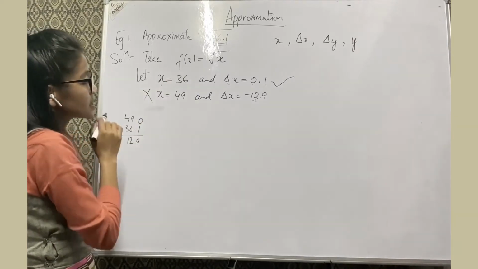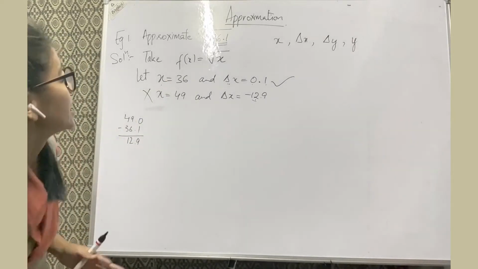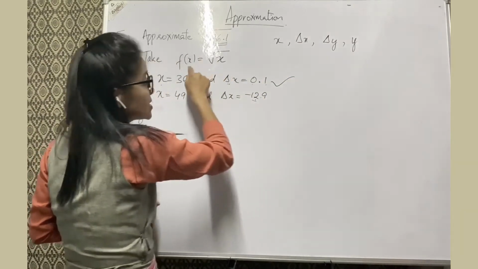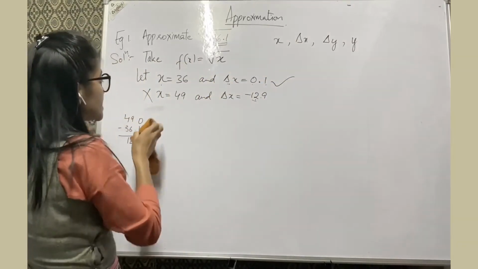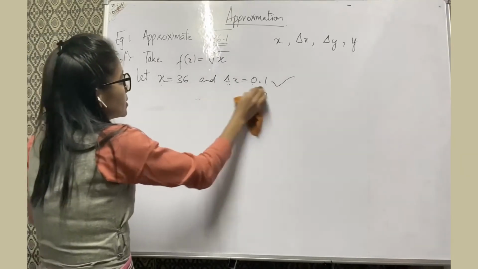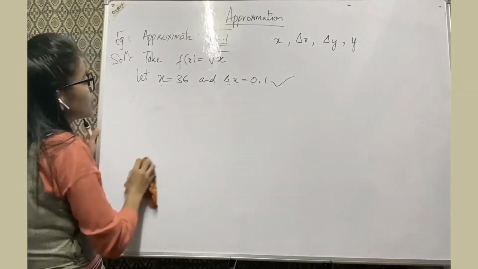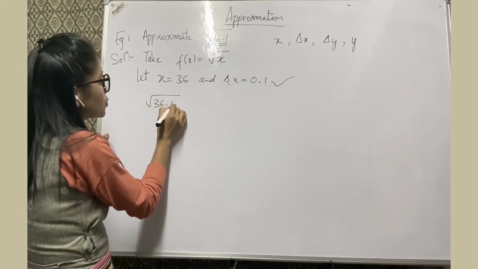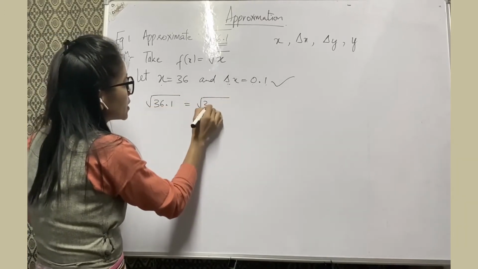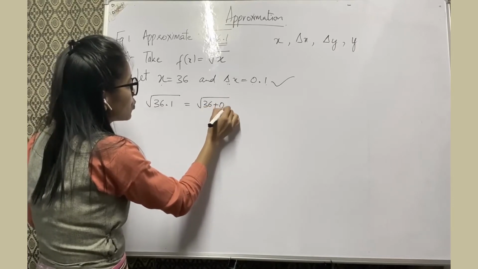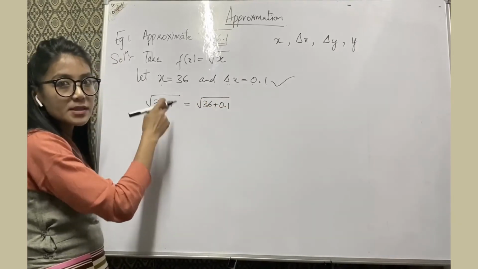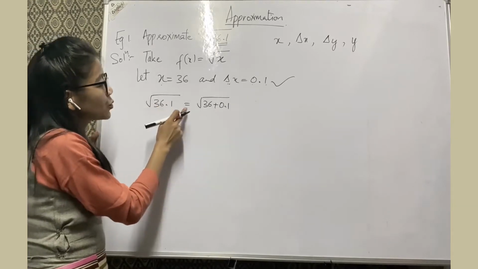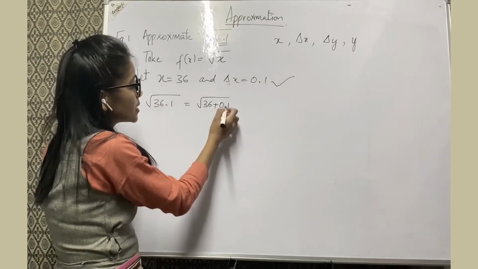And after this, now we have got x, we have got delta x, we have got y. Y means f of x. Now you have to find out delta y. So now we have to find out square root of 36.1, that is square root of 36 plus 0.1. You don't have to write this every time. Since we are doing it for the first time, therefore I'm writing it. Square root of 36.1 is 36 plus 0.1.